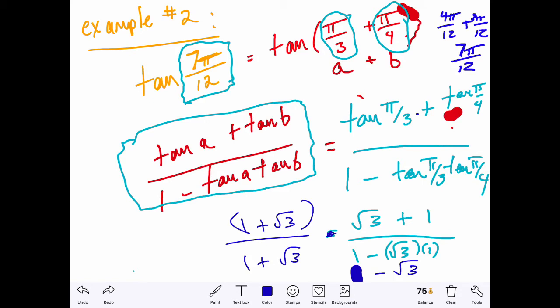And then when I FOIL, that's a plus b times a minus b, which is a squared minus b squared in the denominator. 1 minus root 3 squared is 3. Over, when I FOIL these out, that's root 3 plus 1, a plus b times a plus b, which is a squared plus 2ab plus b squared, which would be 1 squared plus 2 times root 3 squared, which would be 3.